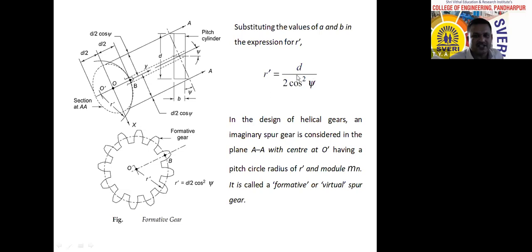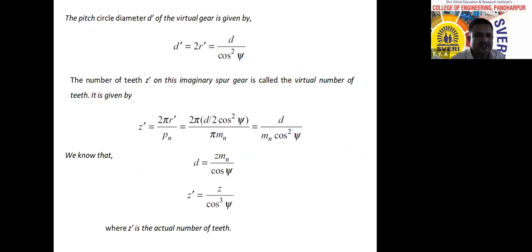Therefore, this R dash is nothing but the radius of the virtual number of teeth: D divided by 2 cos square psi. Therefore, pitch circle diameter D dash is equal to 2 R dash. So 2 into R dash means D divided by 2 cos square psi. 2 will cancel. D dash is equal to D divided by cos square psi.